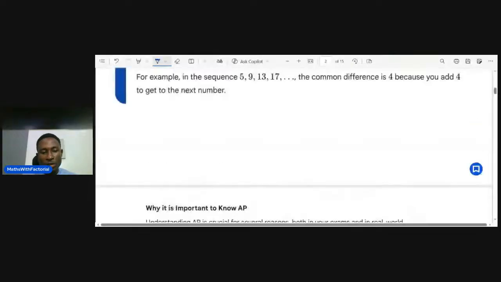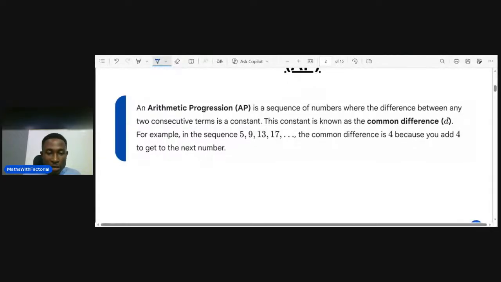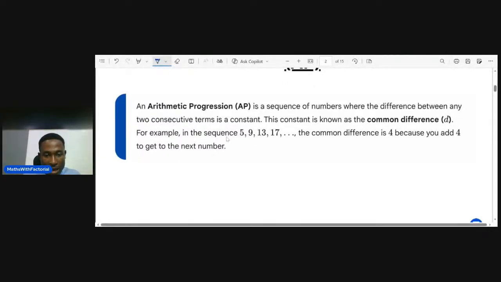Also, before we move on, 5 here is the first term. The first term in arithmetic progression is always denoted by a. A is the first term of an AP, where AP stands for arithmetic progression. D is the common difference. Please note all these things I'm saying because they are very important.